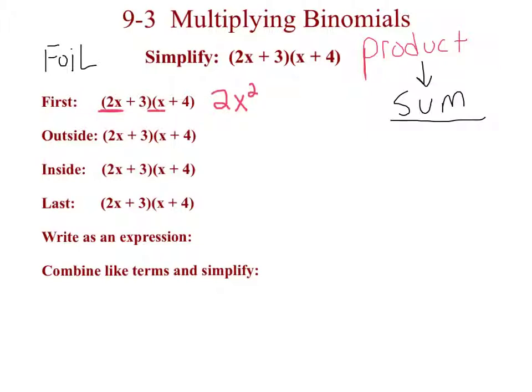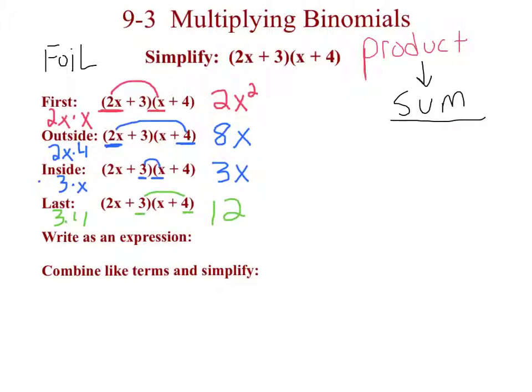I multiply the first terms in each binomial, 2x multiplied to x, and I get 2x squared. Next, I'll do the outside terms, so 2x is on the outside and 4 is on the outside, so I'm going to multiply 2x to 4, and I get 8x. I will then take the inside terms, which are 3 and x, and I'll do 3 multiplied to x, and I get 3x. Lastly, I'll take the last terms, which are 3 and 4, and I'll multiply those to get 12.